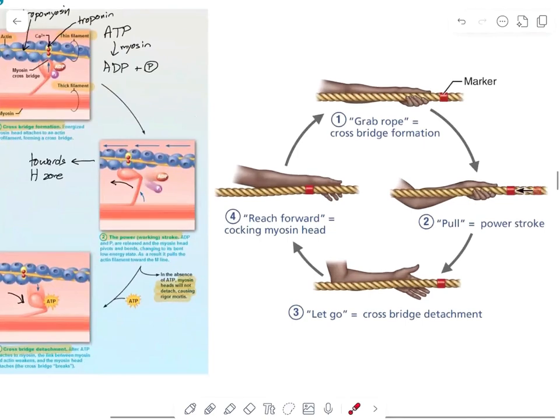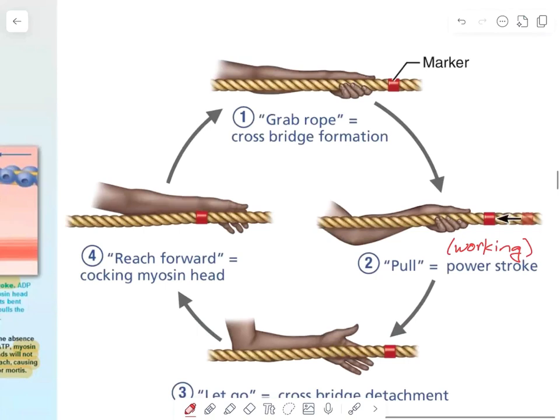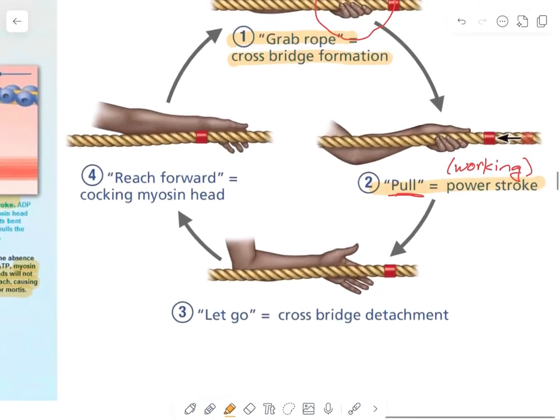So a really good analogy to think about for the power, or what's called the working stroke, is to think about grabbing a rope. By grabbing the rope with your hand, this is going to cause cross bridge formation. Then when you pull the rope towards you, that is the power stroke. The next step is to let go of the rope. That would be cross bridge detachment, and then to reach forward and grab another part of the rope.